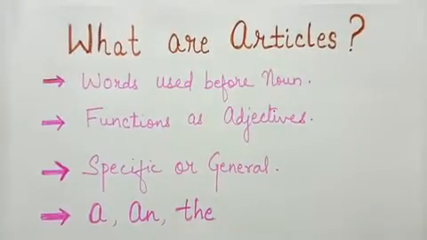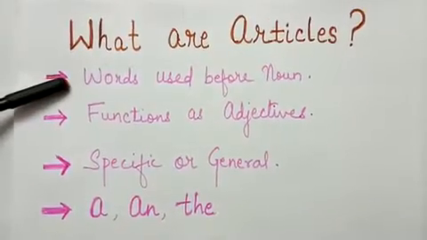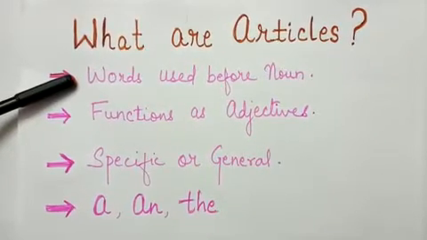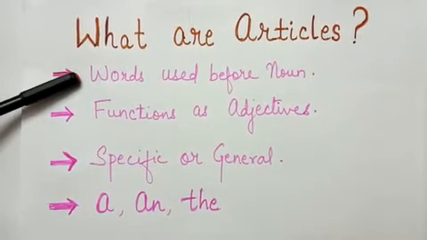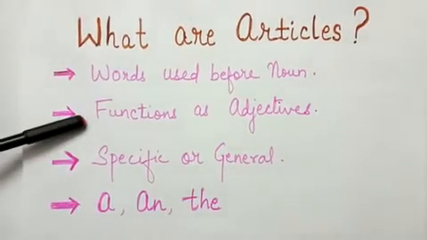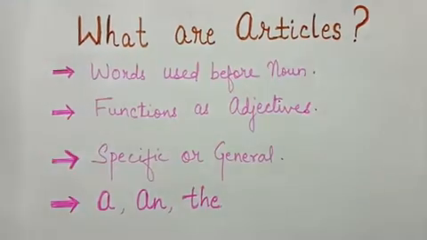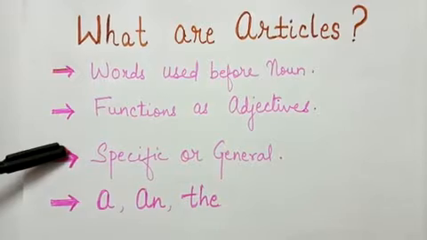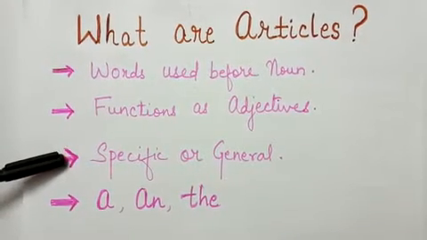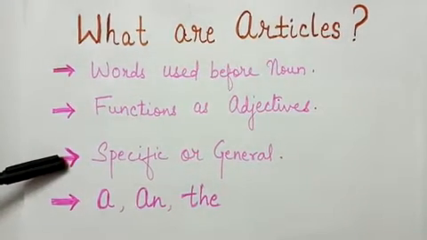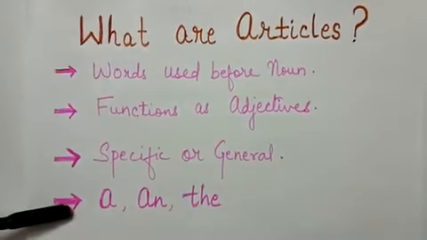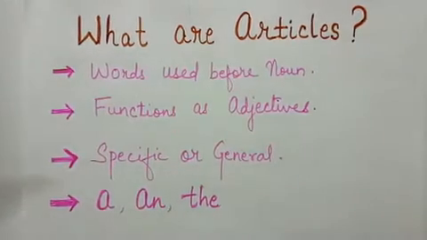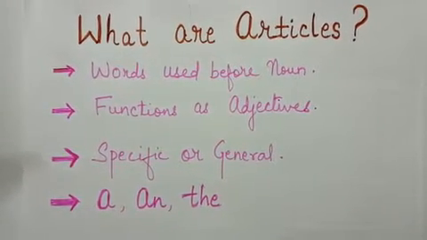What are articles? Articles are words used before a noun, and they modify the noun. As they give more information about the noun, sometimes they function as an adjective. An article defines whether the noun is used in a specific context or a general context. There are three articles: a, an, and the. These articles are categorized into different types as per their usage.